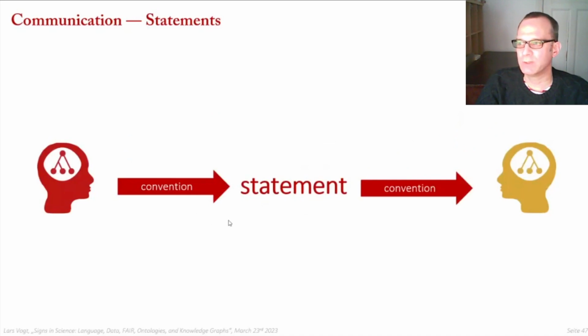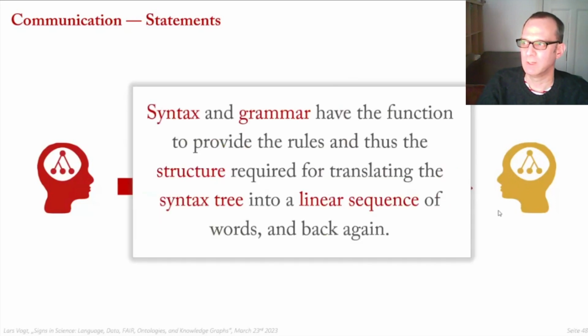And when we want to communicate a statement, we also need these conventions. We have to share the same conventions, sender and receiver, so that the cognitive representation of the statement is created in the mind of the perceiver. And these rules and conventions are basically syntax and grammar. They provide the structure that is needed to translate a syntax tree into a linear sequence of words and back again.